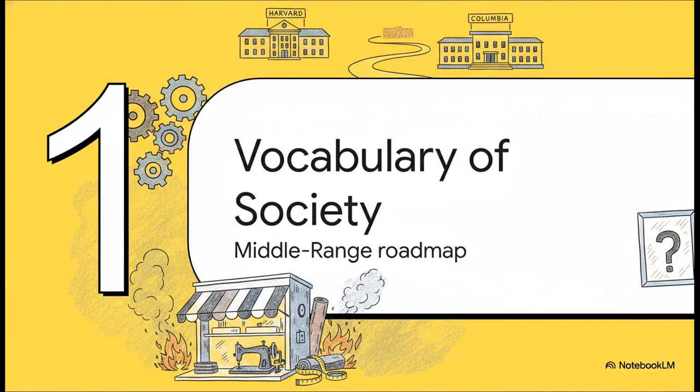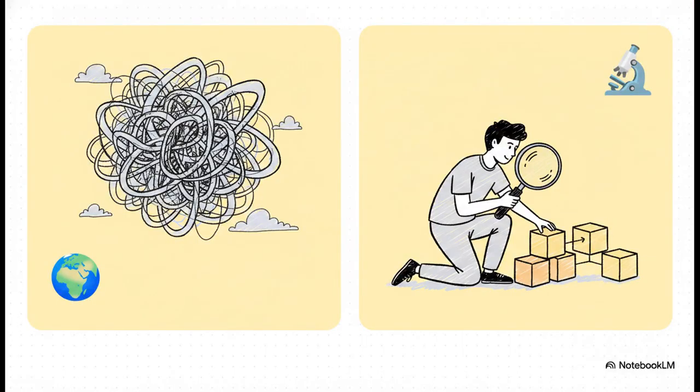Part 1. The vocabulary of society. Building the middle range roadmap. To really get the genius of Robert K. Merton, who, by the way, went from being a tailor's son in South Philly to an absolute founding father of modern sociology, we have to look at what he rebelled against. Back at Harvard, his mentor, Talcott Parsons, was all about this thing called grand theory. It was a massive, highly abstract framework trying to explain, well, literally everything about how society maintains order.